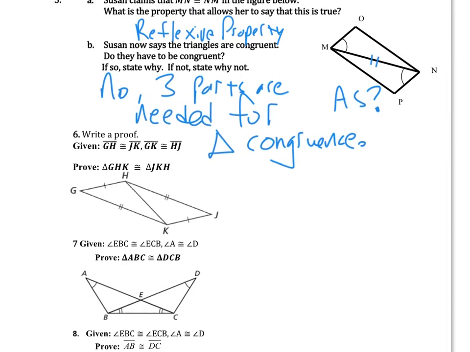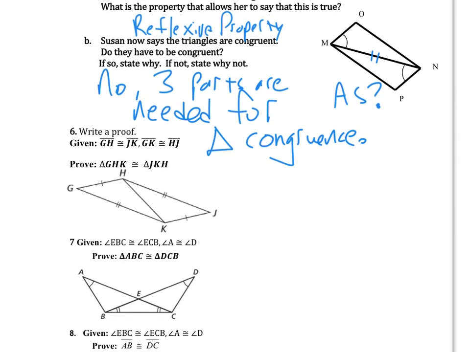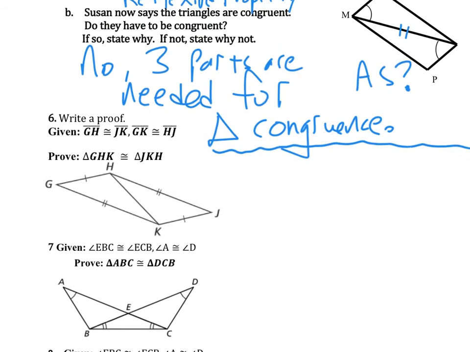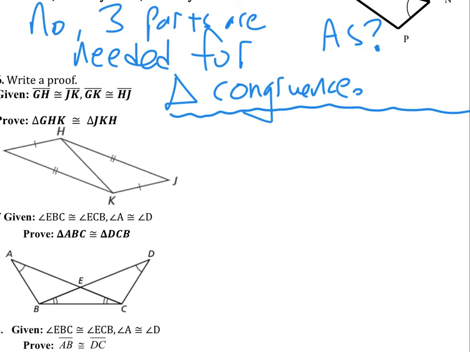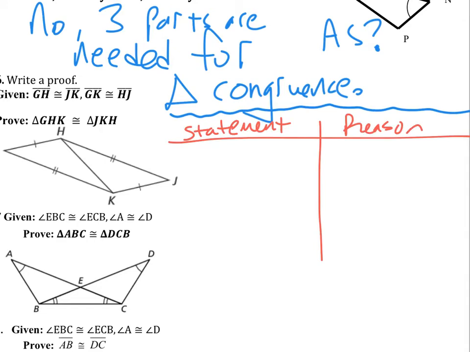So now we're going to do some proofs here. We want to prove, here we've got this triangle. First one's pretty straightforward. Now we're going to prove these two triangles congruent, so we'll set it up. We have our statements and our reasons, and we can always start with our given. We don't have to, but it's a nice, easy way to start.